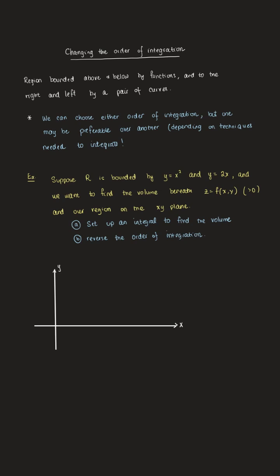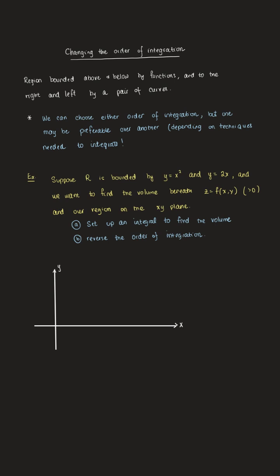Sometimes we might have a region that's bounded above and below by functions, and to the right and left by another pair of curves. And so then either order of integration might work, but we might choose one. We might have a preference of one over the other because it might be easier. One might be easier in terms of the techniques of integration required to solve the problem.